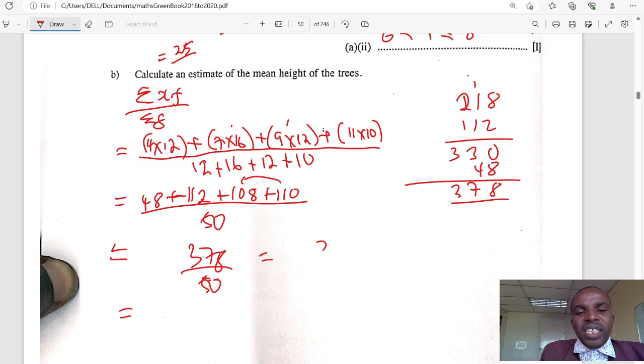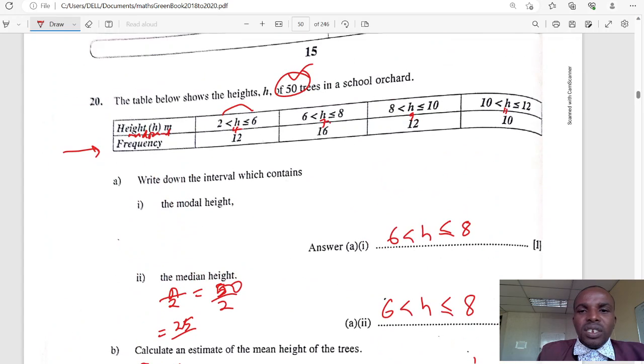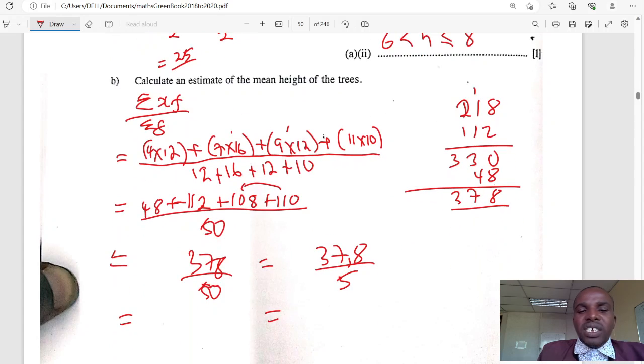It will be 37.8 over 5. Get rid of this 0 divided by 10. Then it will be 5 into 37. 5 into 37 is what? It's actually 7, because 5 times 7 is 35.